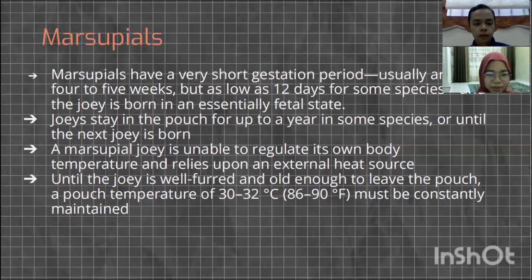The joey stays in the pouch for up to a year in some species, or until the next joey is born. A marsupial joey is unable to regulate its own body temperature and relies upon an external heat source. An example of an external heat source is the mother's body heat. Until the joey is well fed and old enough to leave the pouch, a pouch temperature of 30 to 32 degrees Celsius, around 86 to 90 degrees Fahrenheit, must be constantly maintained so that the joey is able to fully develop while maintaining a good body temperature.